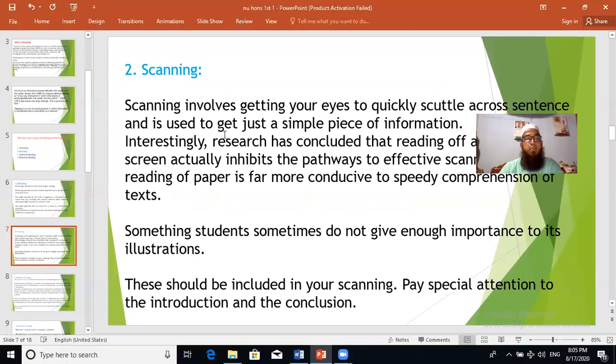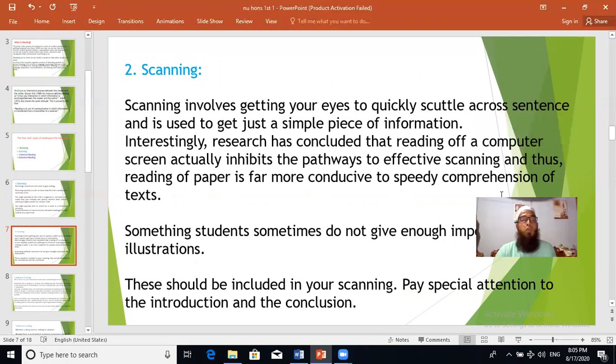Next is scanning. Scanning is also a quick reading, but it's different. Look at the meaning here. Scanning involves getting your eyes to quickly scuttle across a sentence and is used to get just a simple piece of information. That means when we are reading very quickly just for a specific piece of information, that is scanning.